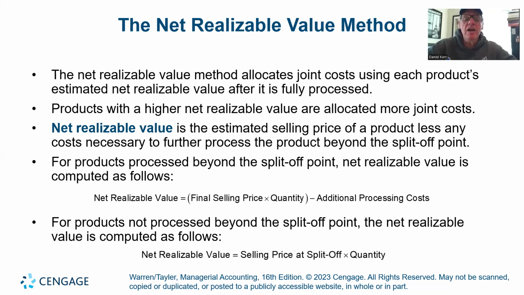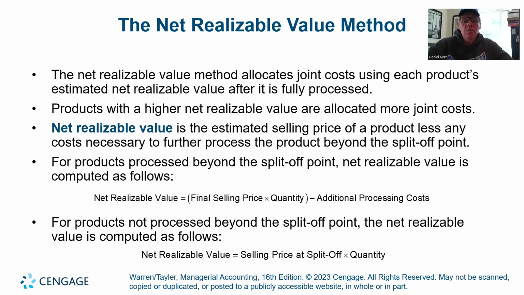Net realizable value method. What we mean by net realizable value is basically we estimate the selling price of a product less any cost necessary to process the product further beyond the split off point. So to get the net realizable value for a product, we have to take the final selling price multiplied by the quantity, and then subtract out any additional processing costs that we may have after split off. That'll give us the net realizable value.